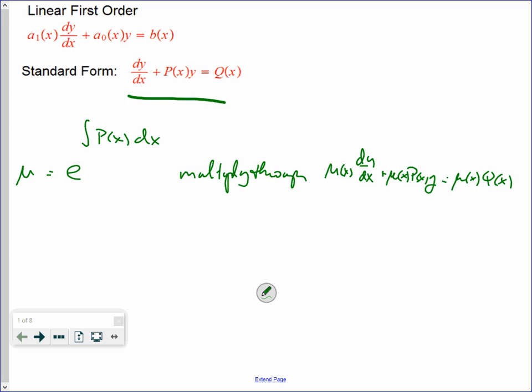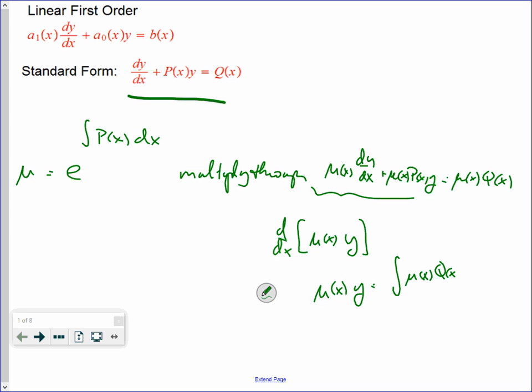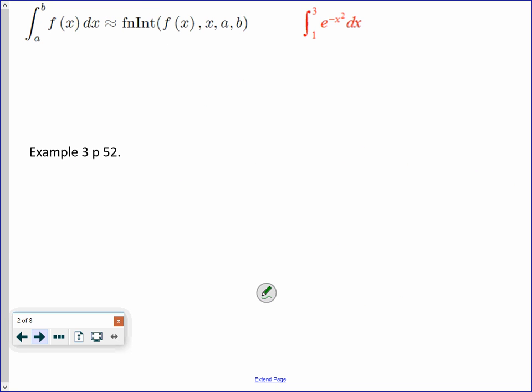Okay? And while this looks awful, what we've done on the left side is make a perfect derivative. We made a perfect derivative of mu of x times y. So that means we can then take the integral, and mu of x times y will be the integral of this mess over here on the right. And sometimes it is a mess, but it at least gives us a plan of attack on these. Now, what's on the right-hand side isn't necessarily guaranteed to be integrable, so we need to look at some ways of approximating it.